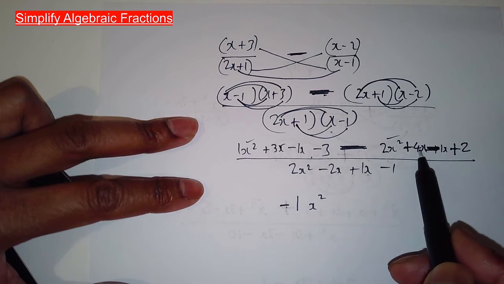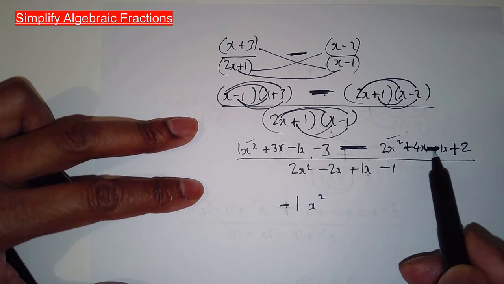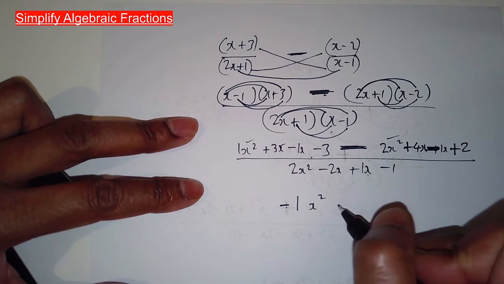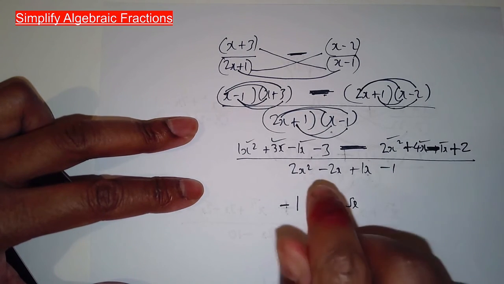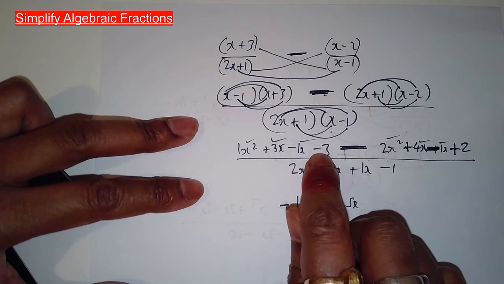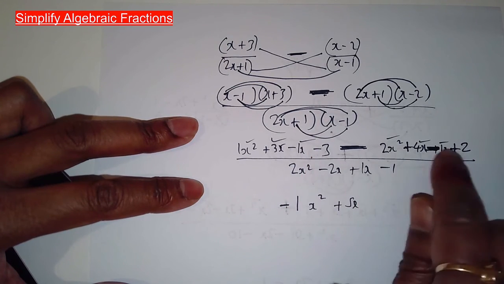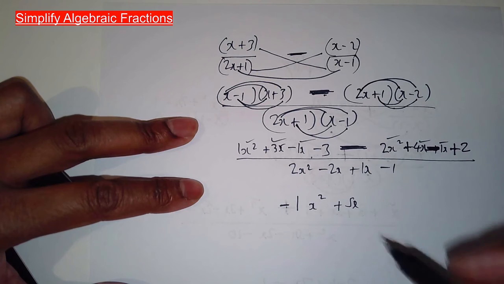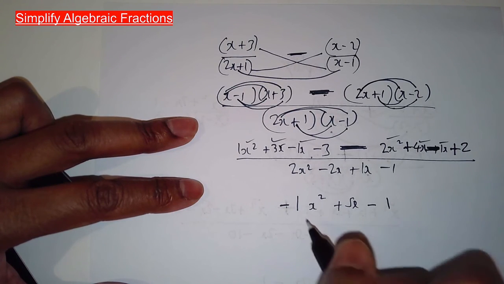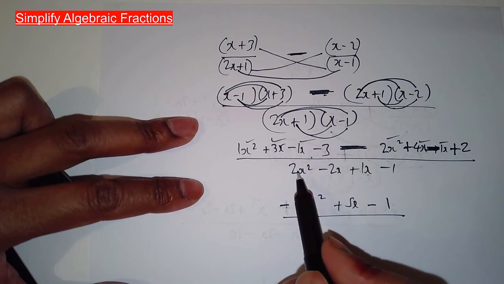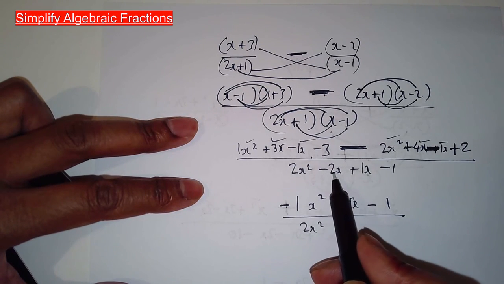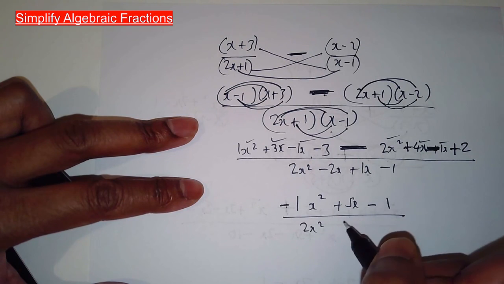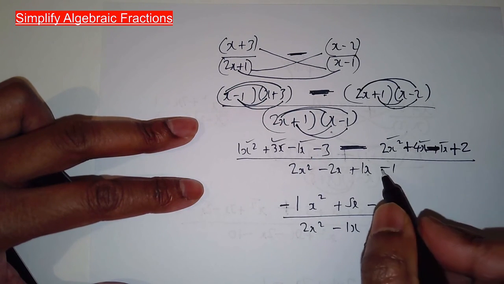2x add 4x is 6x. 6x take away 1x is 5x. So dealt with the x terms, and now just the numbers. Negative 3 add 2. On the number line, that'd be negative 1. Right, on the bottom, you got 2x squared by itself. Negative 2x plus 1x on the number line would be negative 1x, and you just got negative 1 there.